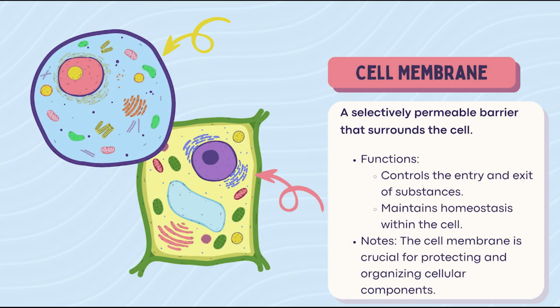The first one is the cell membrane. The cell membrane surrounds the cell like a security gate, and it's selectively permeable, meaning it allows only certain substances to enter or leave. This helps maintain homeostasis, or balance, inside the cell.